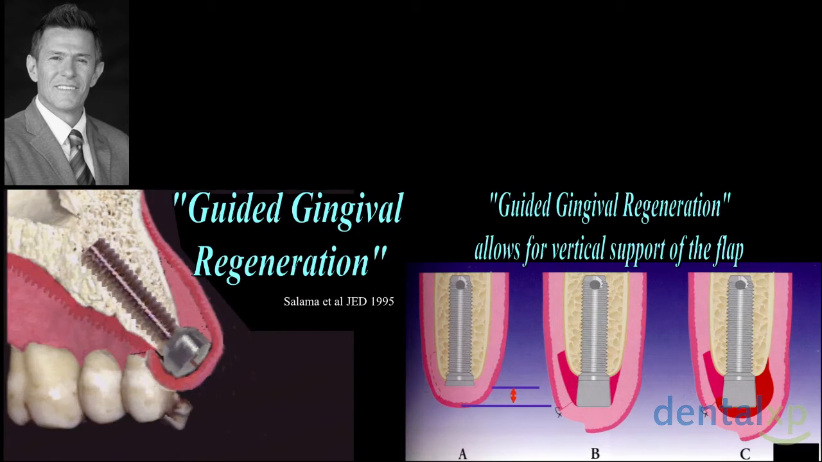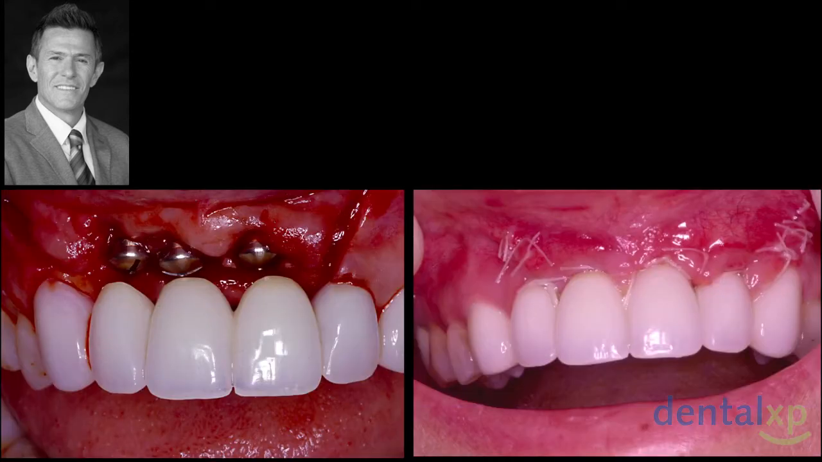And this is something we first talked about over 20 years ago in the Journal of Aesthetic Dentistry, 1995. We called it guided gingival regeneration. As opposed to GBR, this is GGR. So the concept is create the space for regeneration, but don't place a membrane. Allow the blood clot and connective tissue to have an opportunity to stabilize and fill the area. And we found quite a bit of success doing it in this way.